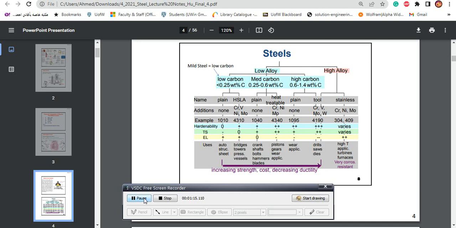عندنا ستيلز، الوصف الكربون بتاعها بنقول PH PHT PT. فده plain بعد كده HSLA بعد كده plain بعد كده heat treatable بعد كده plain بعد كده التول. وبنبدأ من لو كاربون أقل من 0.25%، من 0.25 to 0.6% ومن 0.6 to 1.4% weight of carbon. وبعد كده عندنا الهاي alloy عندنا stainless على اليمين وعندنا التول على الشمال.